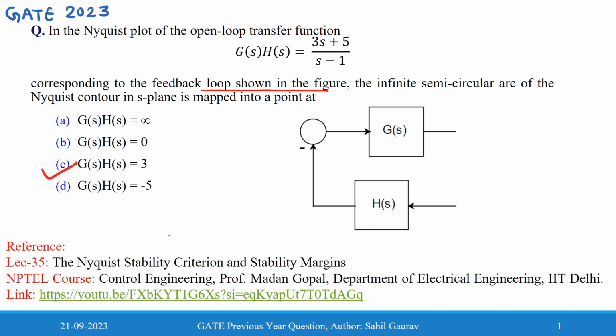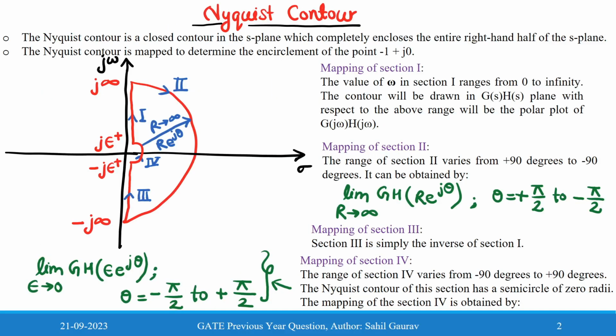Before we begin to solve this problem, let us have a quick recap of what the Nyquist contour is, how it helps in plotting the Nyquist plot, and with the help of the Nyquist plot how we determine the stability of a closed loop system. So what is the Nyquist contour? The Nyquist contour is a closed contour in the s-plane which completely encloses the entire right half of the s-plane, and this contour is mapped to determine the encirclement of the point -1 + j0.